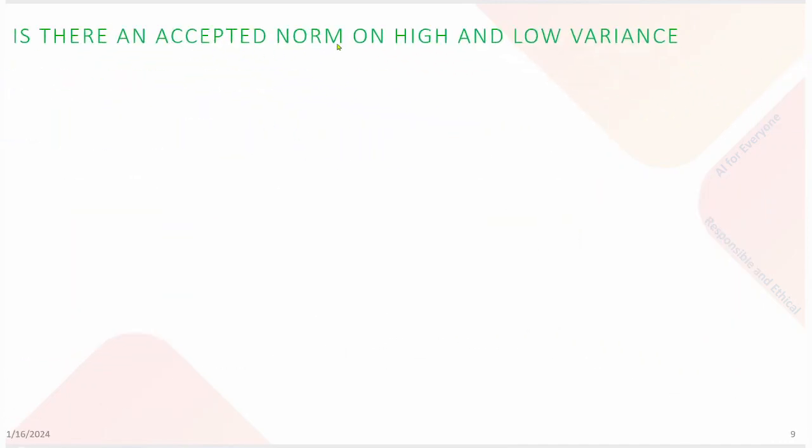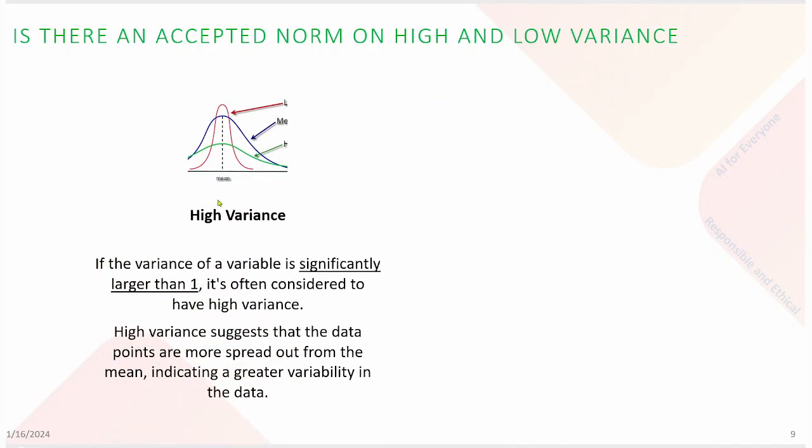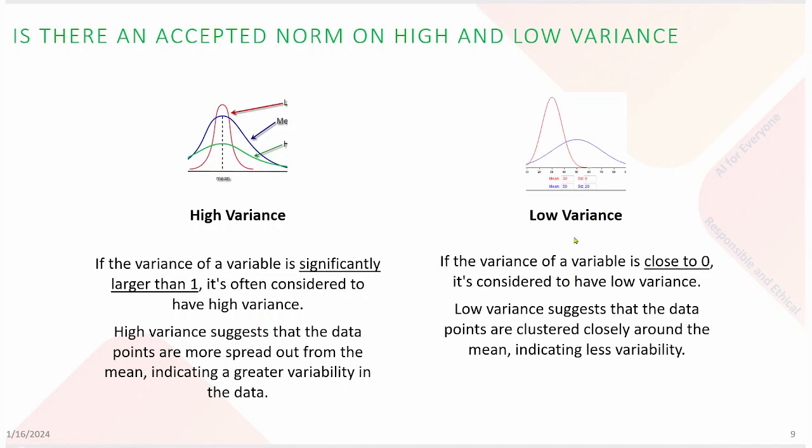Is there any accepted value, norm, or best practice on what should be called high variance or low variance? No, there is no such definition. High variance is typically taken as larger than 1. That's the definition pretty much used, but you will see many data sets have very high variance, like 500 or 300, but they are perfectly okay. So you need to apply domain knowledge to decide whether this is really high or low. High variance means the data is well spread out. Low variance means it is centered towards the mean.